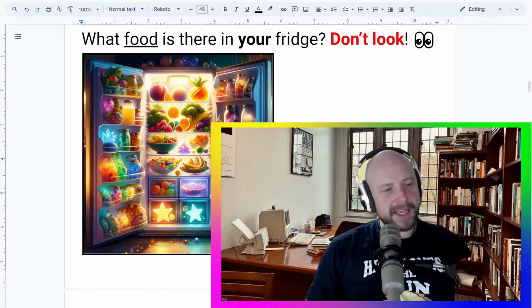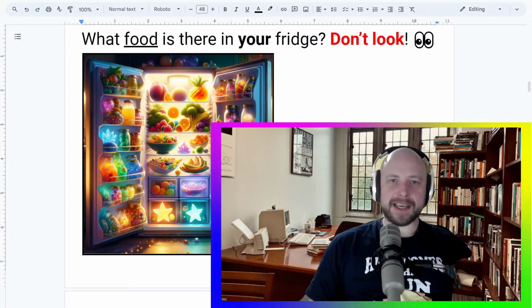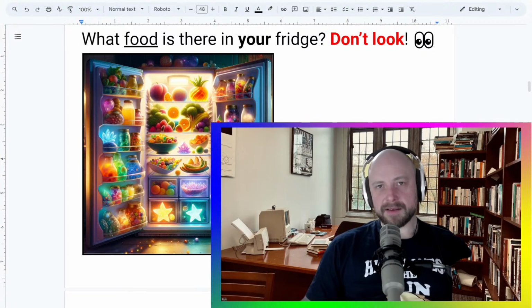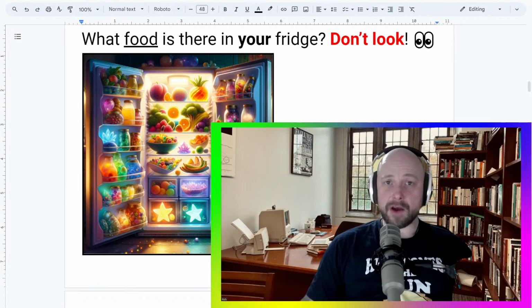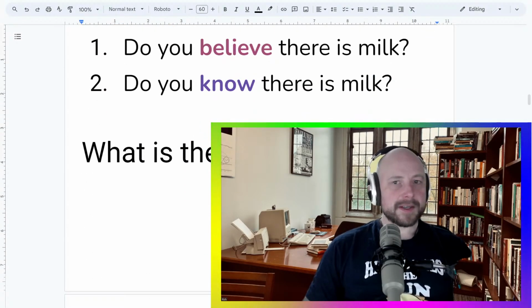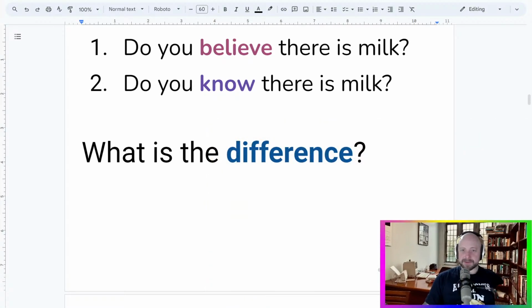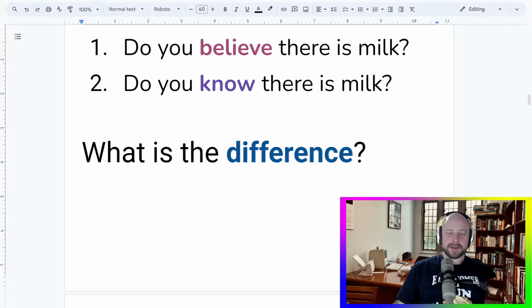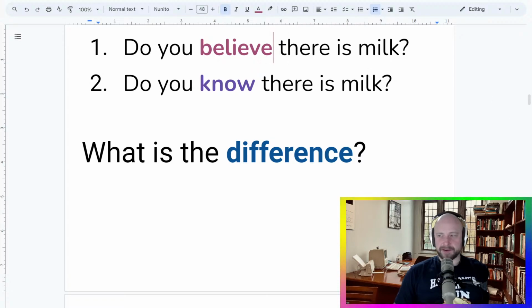So, here we have an interesting question. What is the difference with I know and I think? What is the difference between a belief and knowing? So if you think about your situation, do you believe there is milk or do you know there is milk? Do you know how much milk? Do you believe there is half a bottle or do you know there's half a bottle? What is the difference? What's the difference between knowing and believing?